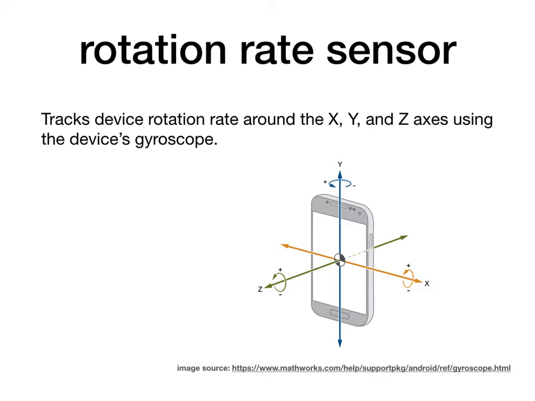The rotation rate sensor tracks device rotation around the X, Y, and Z axes using the device's gyroscope. So if you imagine holding that smartphone in your hand, if you rotate it side to side, you're rotating around the Z-axis. If you rotate it backward and forward, toward and away from yourself, you're rotating around the X-axis. If you hold it vertically and twist it back and forth, you're rotating around the Y-axis.